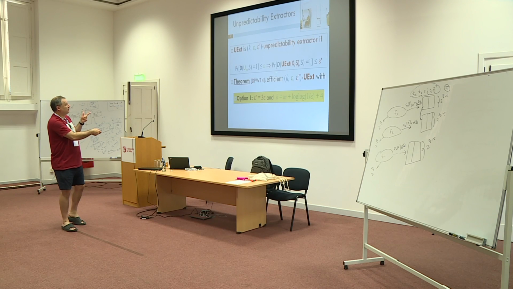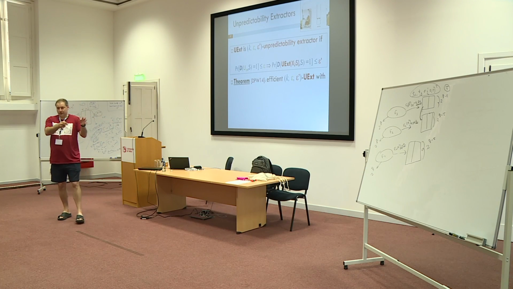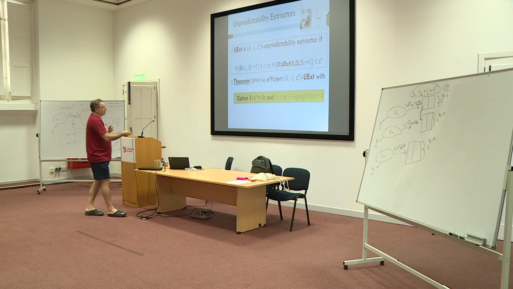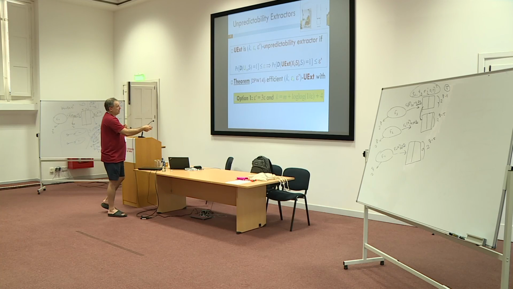K is the mean entropy of X. Throughout this slide, K will be the entropy of our source, and I want to go from K bits to a little bit less, and I'm looking at the entropy loss. How much less than K bits can I extract? So as long as the distinguisher almost never outputs 1, I want the same distinguisher to almost never output 1 on the extracted key.